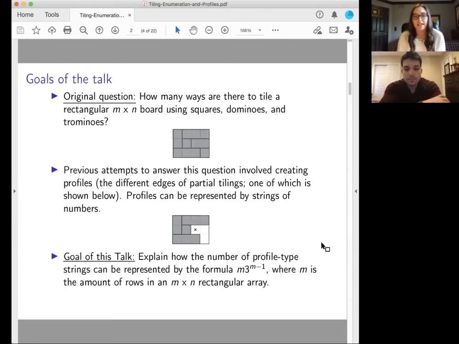The goal of our talk today is to explain how the number of profile type strings can be represented by the formula m times 3 to the m minus 1, where m is the number of rows in an m by n rectangular array.